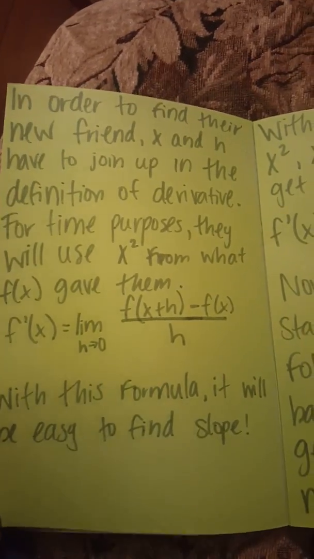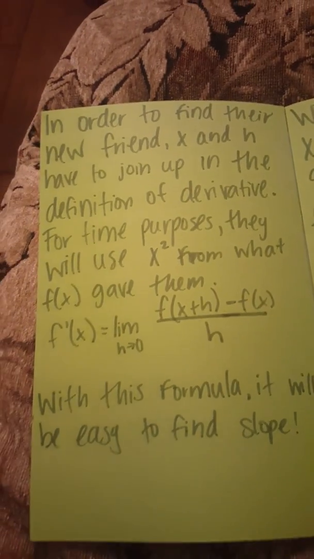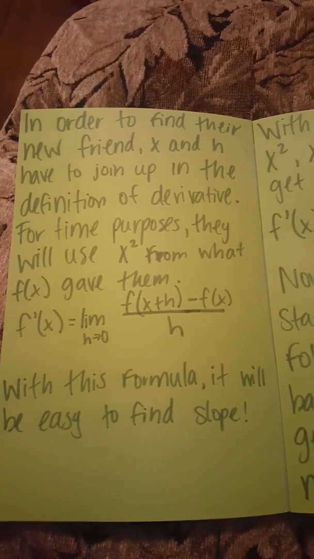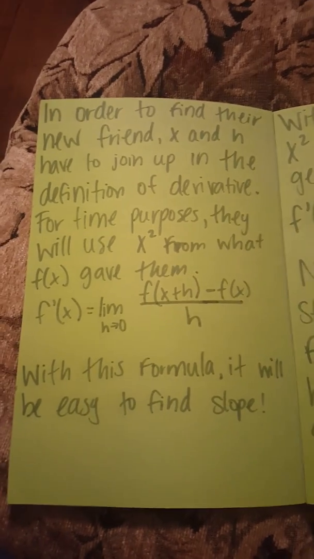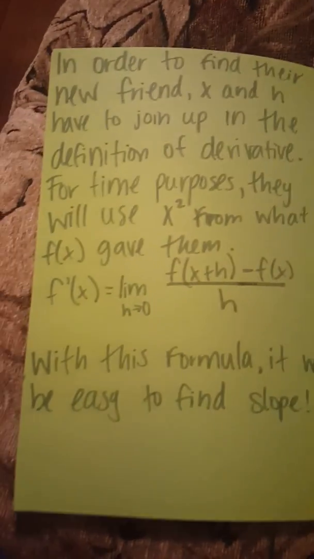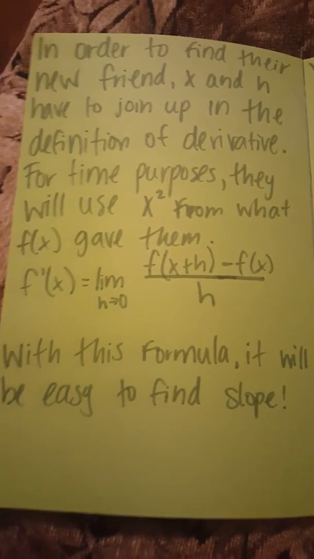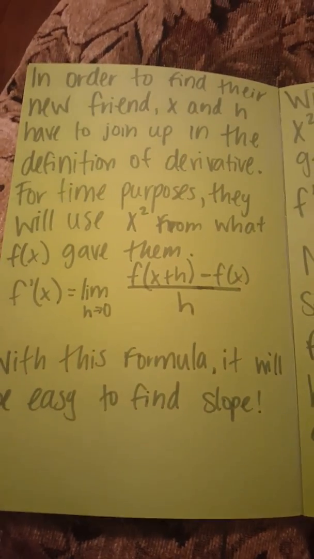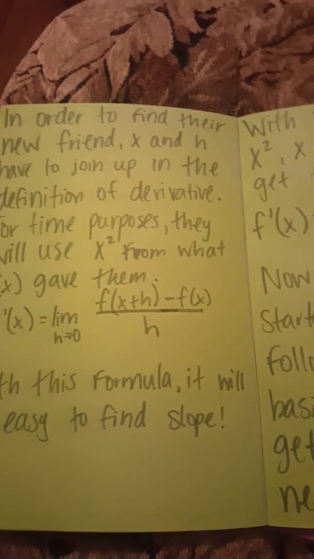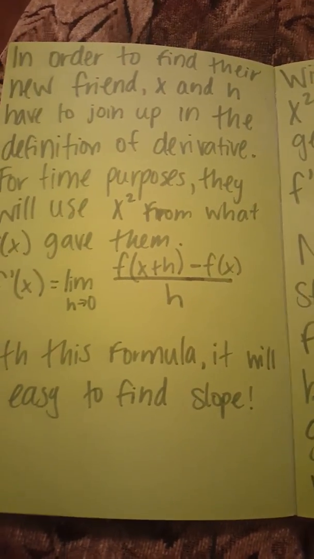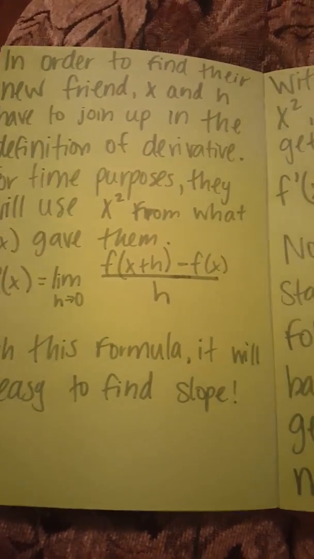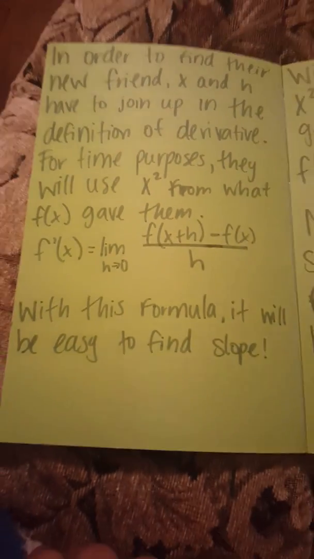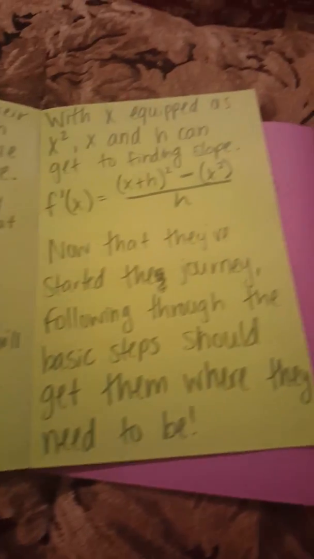In order to find their new friend, X and H have to join up in the definition of derivative. For time purposes, they will use x squared from what f of x gave them. They'll use the equation f prime of x equals the limit as h approaches 0 of f of x plus h minus the original f of x, over h. With this formula, it will be easy to find slope.